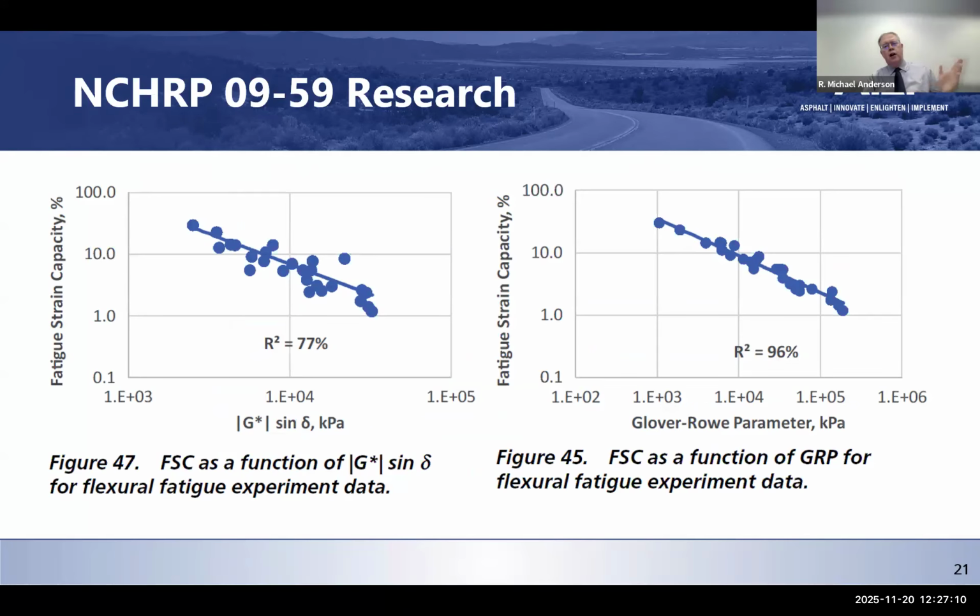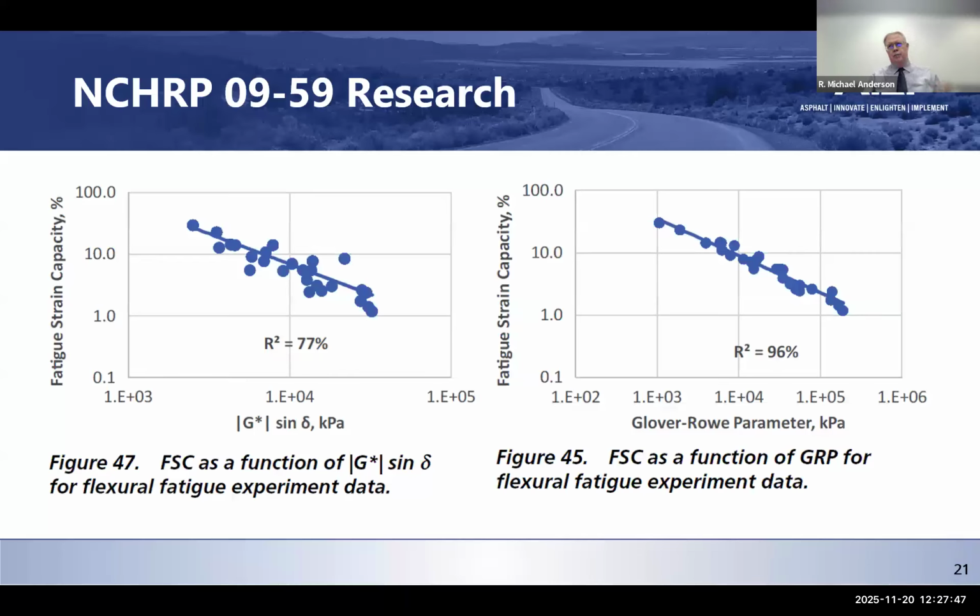On the left, it's fatigue strain capacity as a function of G* sine delta. And on the right is the Glover-Rowe parameter and fatigue strain capacity. You can see the R squares, they are both pretty decent relationships. The Glover-Rowe on the right-hand side is a much stronger relationship, not as much scatter as you can see. What's on the left with G* times sine delta is not bad.